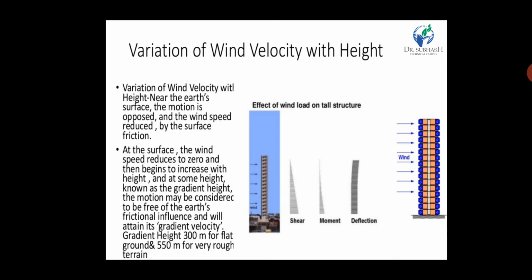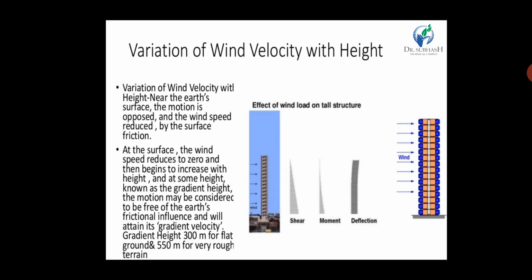Near the earth's surface, the motion is opposed and the wind speed is reduced by surface friction. At the surface the wind speed is reduced to zero, and then it begins to increase with height. At some height, known as the gradient height, the motion may be considered free of the earth's frictional influence and will attain its gradient velocity. The gradient height is 300 meters for flat ground and 550 meters for very rough terrain. So what should be our terrain category and what should be our building height?